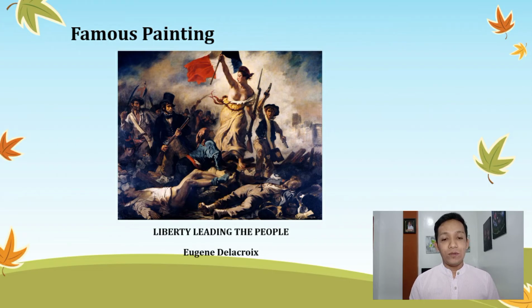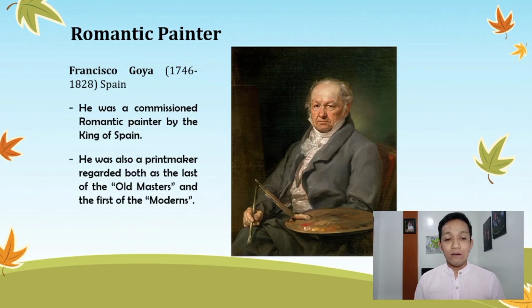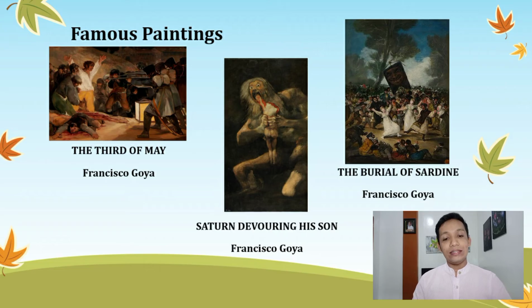And the third painter was Francisco Goya, from 1746 to 1828, and he was from Spain. He was a commissioned romantic painter by the King of Spain, and he was also a printmaker regarded both as the last of the old masters and the first of the moderns. Wow! And here are some of his famous paintings.